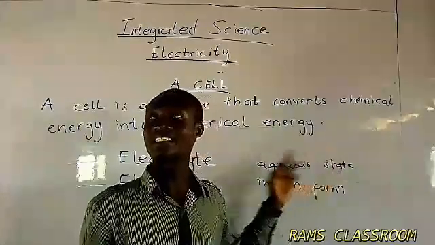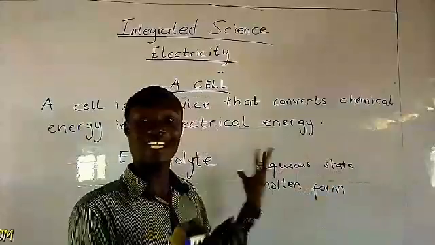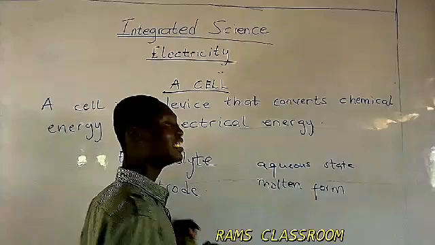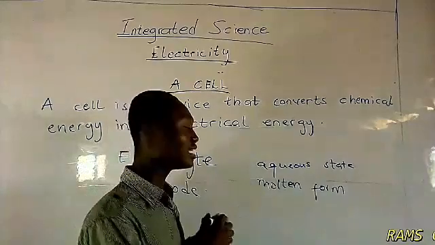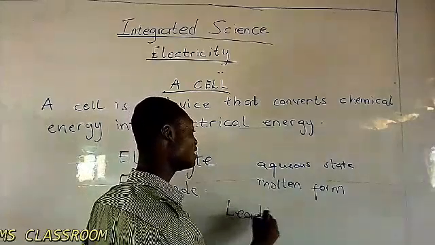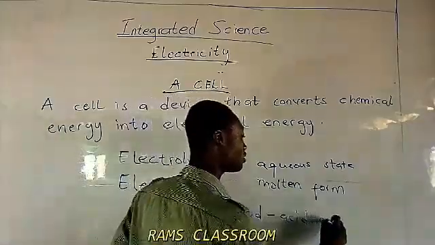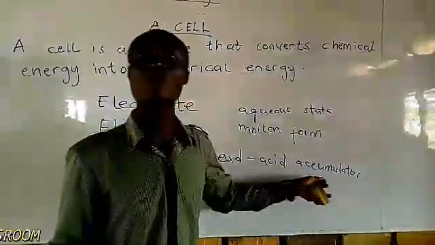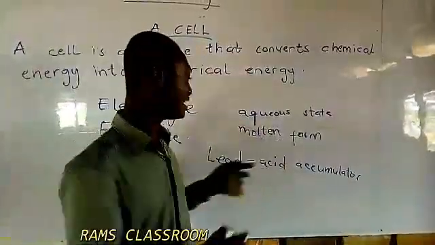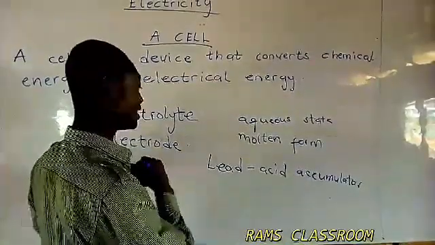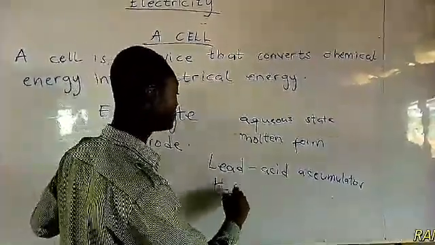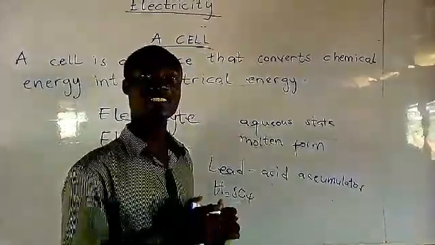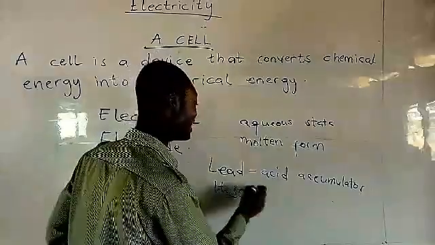Now we can take another example of a cell, and that cell is normally what we call a secondary cell. That cell is normally used in cars and we call it a car battery. The name that we give to that particular car battery is the lead acid accumulator. This lead acid accumulator uses an electrolyte called tetraoxosulfate VI acid, H2SO4. This H2SO4 is an electrolyte.